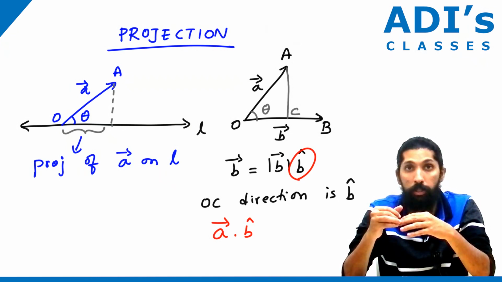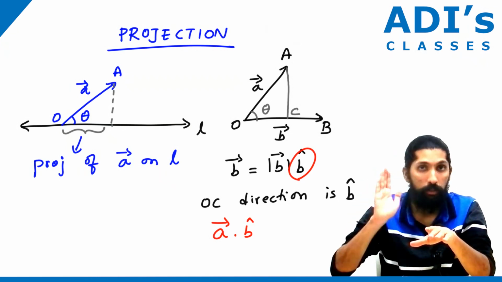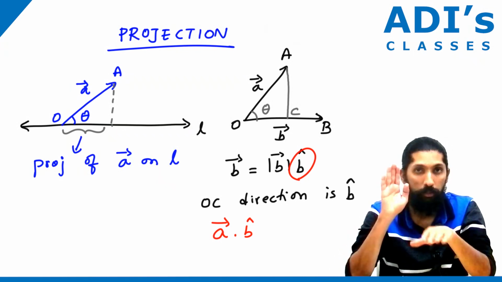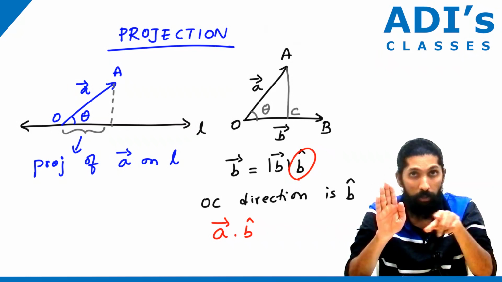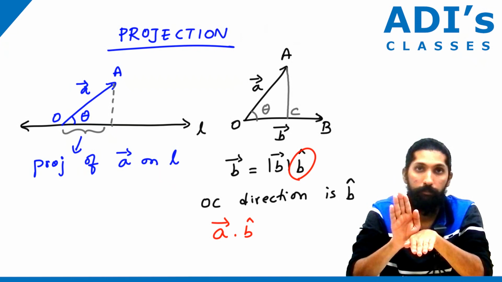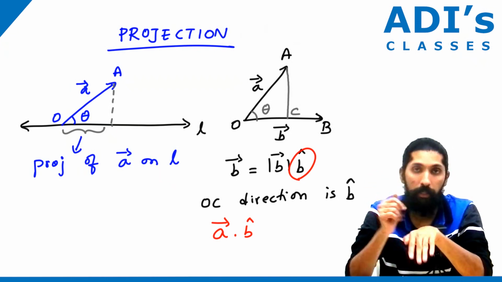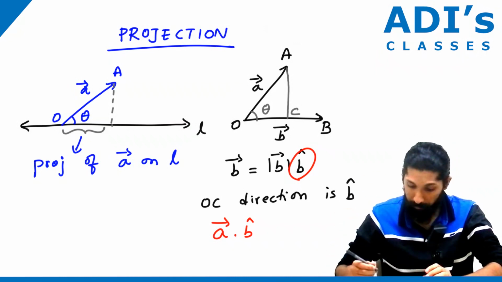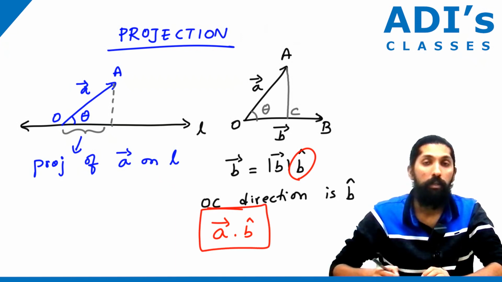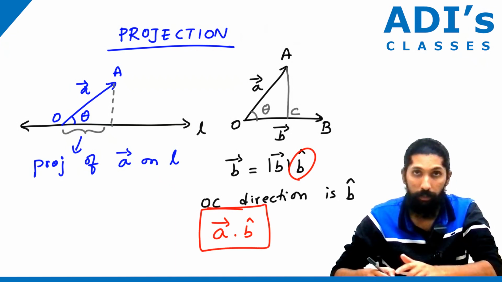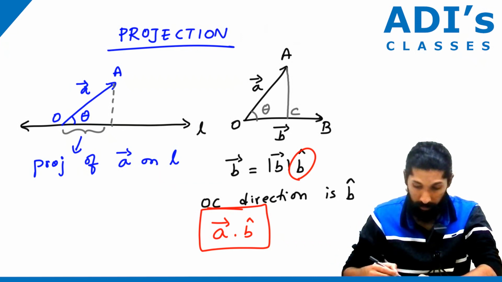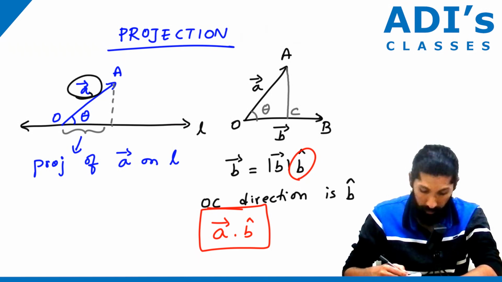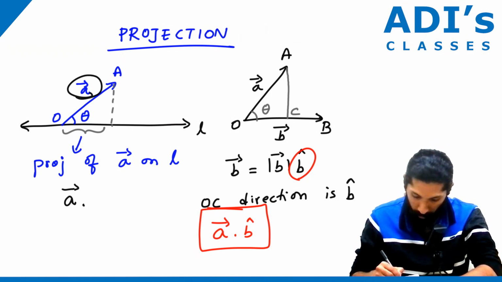So, what is the projection of you on the ground? It is the vector, that is you, dot the direction in which the shadow is going. So, vector A dot B cap. That gives you the projection of A on B. This particular formula gives us the projection of vector A on vector B. Clear? In the same way, in this example, vector A is being projected on line L, so this is going to become vector A dot L cap.